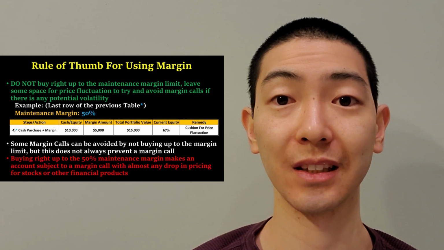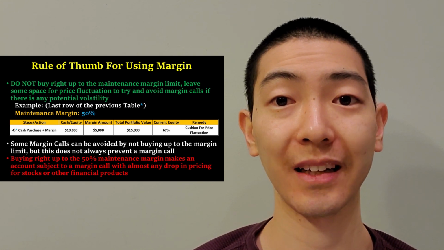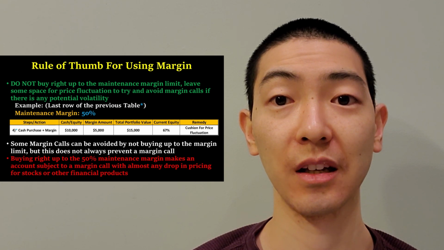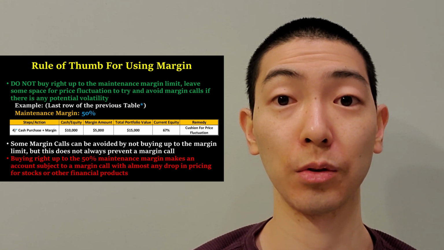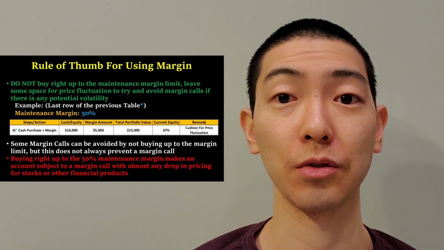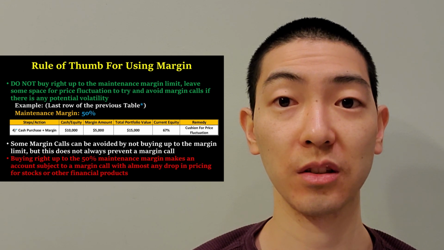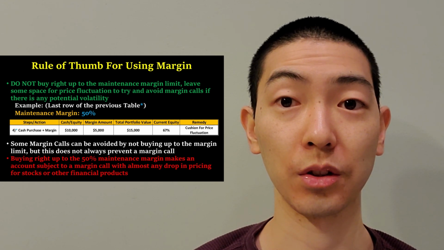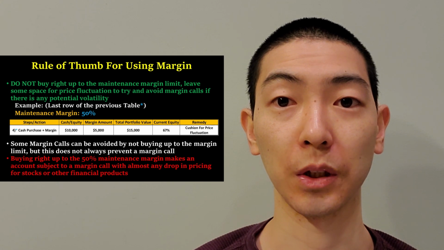Going back to my previous example with a portfolio value of $10,000, instead of buying another $10,000 of stocks, leave some space and buy a total of $5,000 on margin so that you aren't forced to sell your positions when you are not ready to do so if there is some price fluctuation in the market.